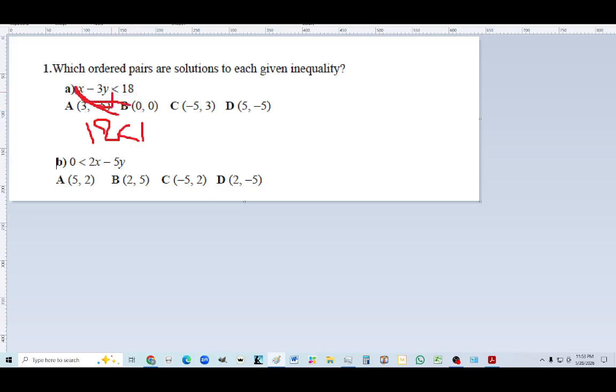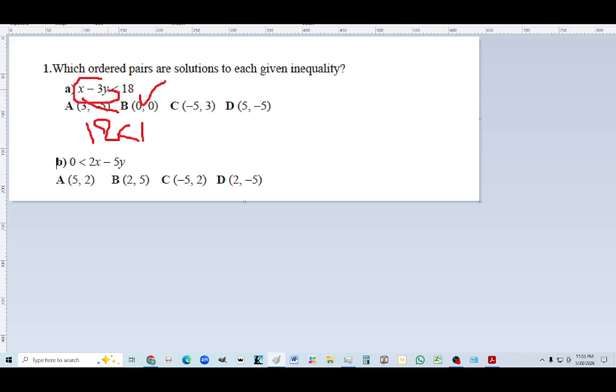0, 0. So you get 0 minus 0, which is 0. Is 0 smaller than 18? Yes. So that's below. This is the true solution. Well, with minus 5 and 3, you get minus 5 and positive 3, which is minus 9.